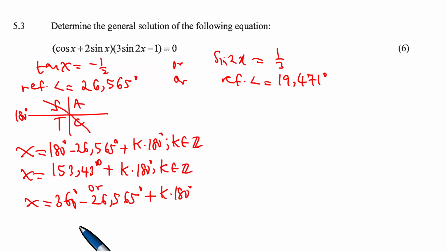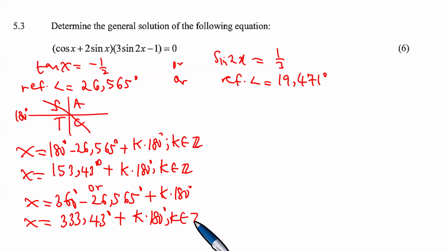In particular, let me just check what this gives us. If you say 360 minus 26.565, I'm trying to check what we're getting here. We're getting 333.43, so x equals 333.43 degrees plus k times 180 degrees, and k is an element of the integers. Okay, good. Now we continue to look at the other part as well.